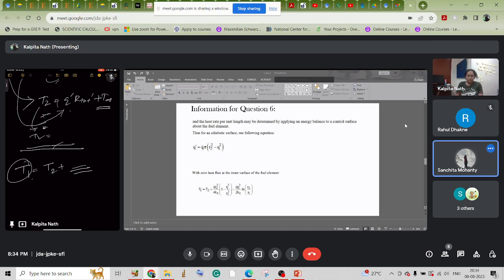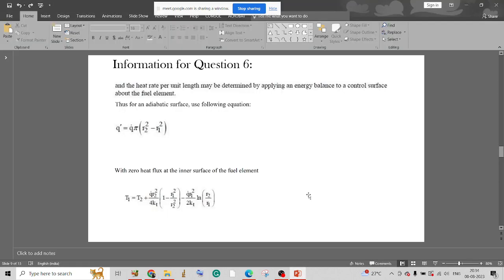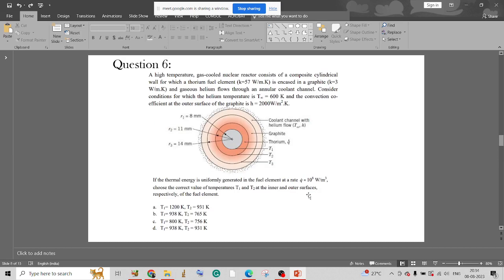Then can you show the options? Okay. Option B. Let me check. T1 is 30. No, it's option B. Okay, there must be some calculation mistake. Just wait. Okay, let me show you how to solve this. Should I proceed? Yes, ma'am.